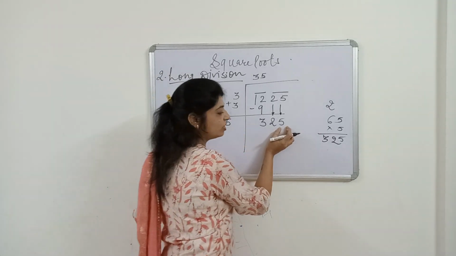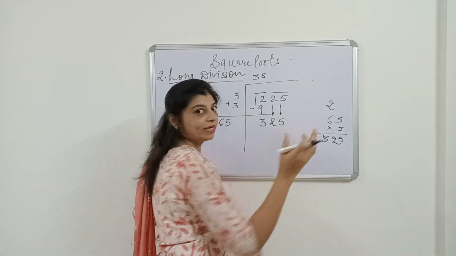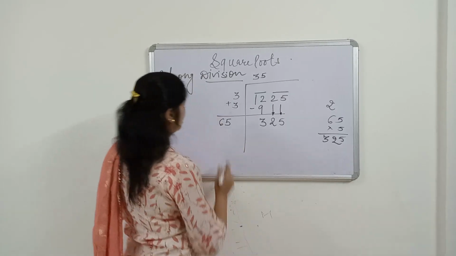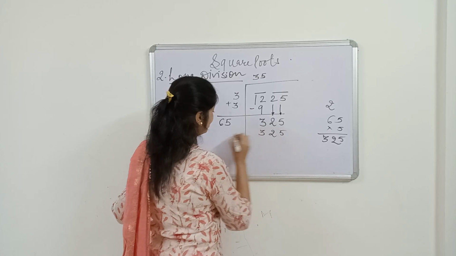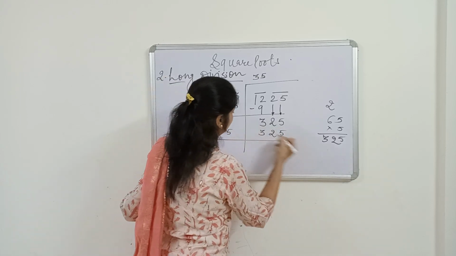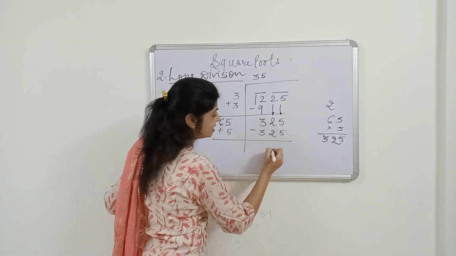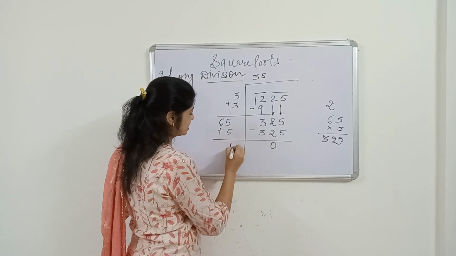So once place digit checking, verification matters a lot. It saves your time. So 65 into 5 gives you 325, and the same 5 you have to add here and subtract. Now don't write 3 zeros, only 1, and this is 70.